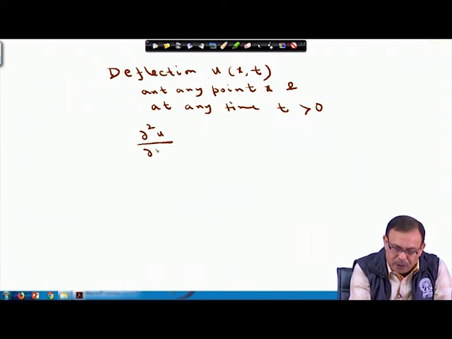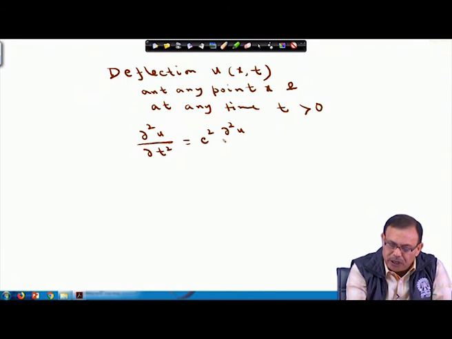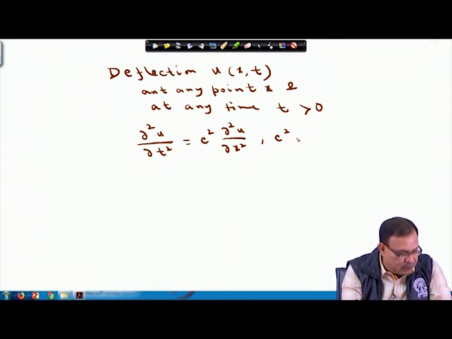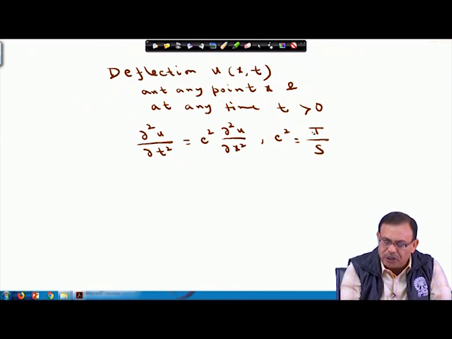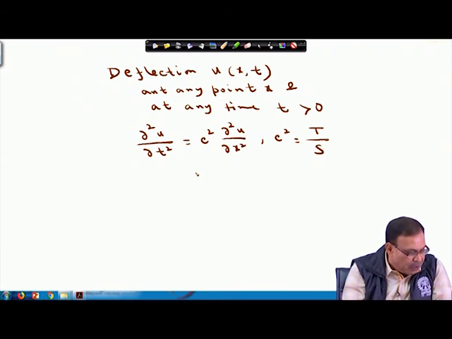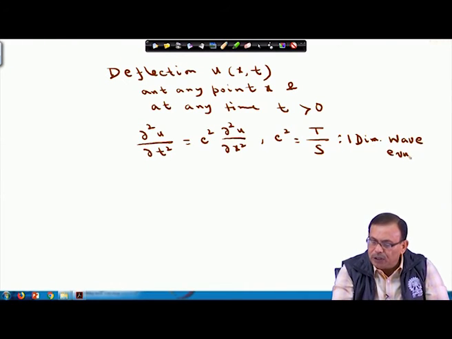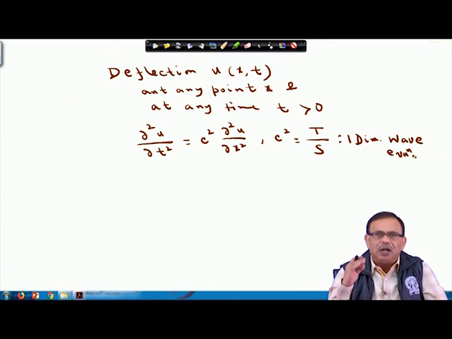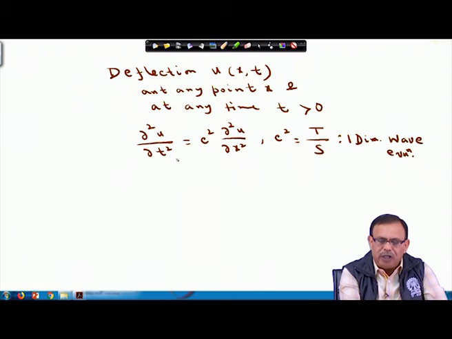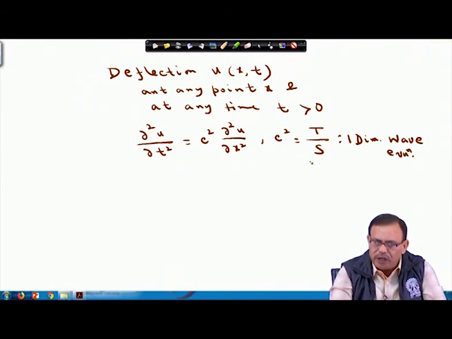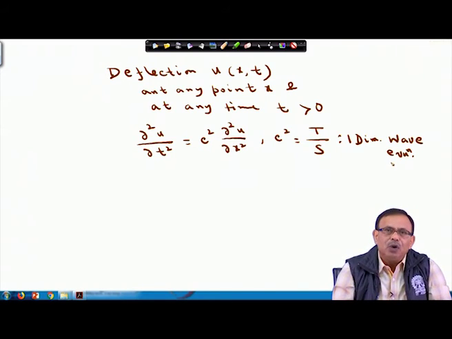This deflection is given by the equation del 2 u del t square equals c square into del 2 u del x square, where c square equals T by s. I am not explaining that now. This we call the one dimensional wave equation. So, whenever you release the string and allow it to vibrate, the deflection can be measured at any point x and any time t greater than 0 by this equation, where c square equals T by s.